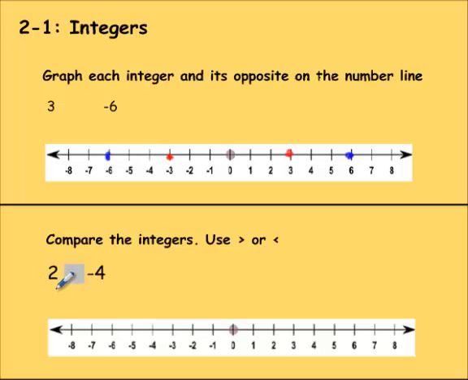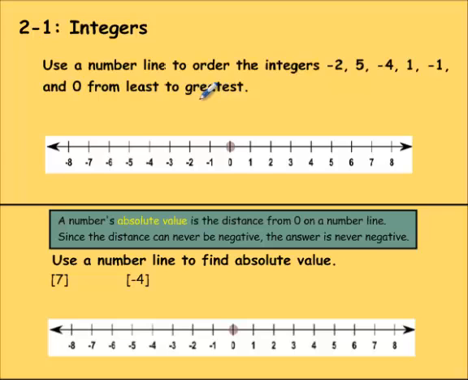All right, so we have a positive 2, so we're going to graph that. We have a negative 4. Okay, so even though the 4 is a higher absolute value, I'm still going to go with the 2 because the positive 2 is further to the right on the number line. So positive 2 is a larger number.